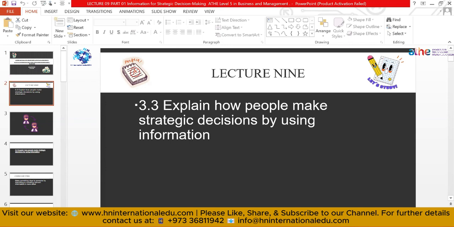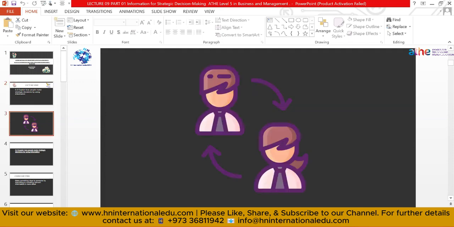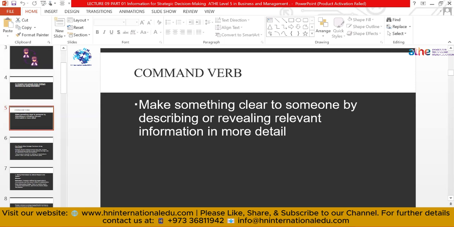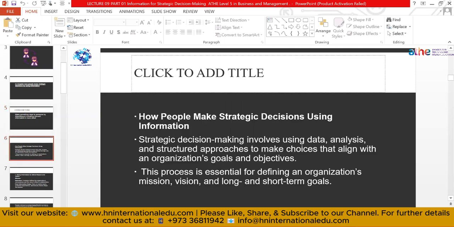That is, the people who are in the organization, the employees, the workers, how they contribute in taking up the long-term decisions. The command verb explain means to make something clear to someone by describing or revealing the relevant information in more detail. Strategic decision making involves using the data, analysis, and structured approaches to make choices that align with an organization's goals and objectives.